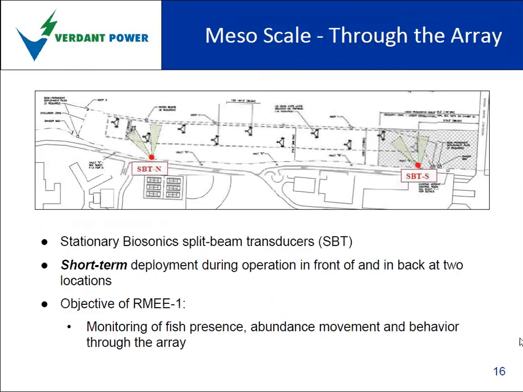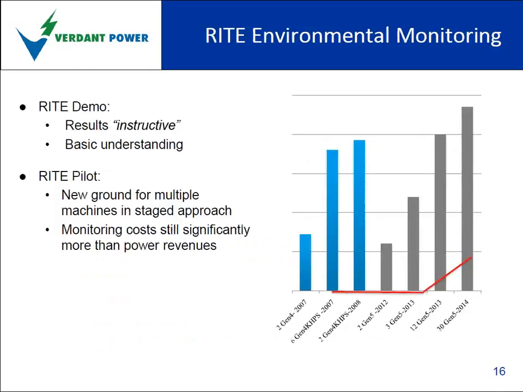And finally, at the meso scale, through the array, we propose to use stationary biosonic split beam transducers, very similar to what Gail had shown in one of her later slides, to actually observe in front of and in back of the operating machine. But again, this would be two of these split beam transducers deployed within the 10 tri-frames of the array.